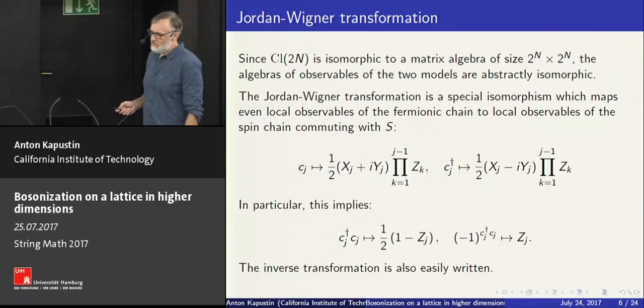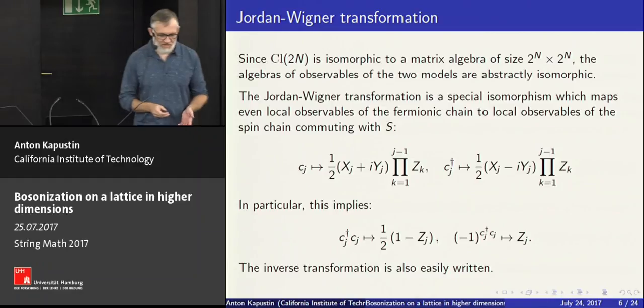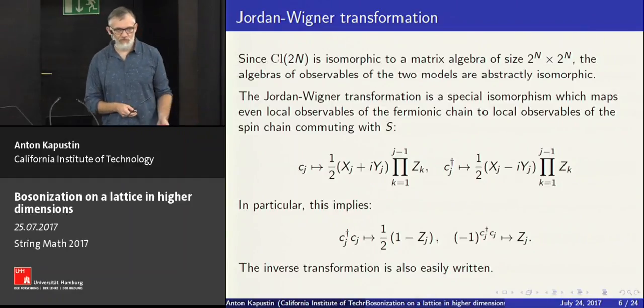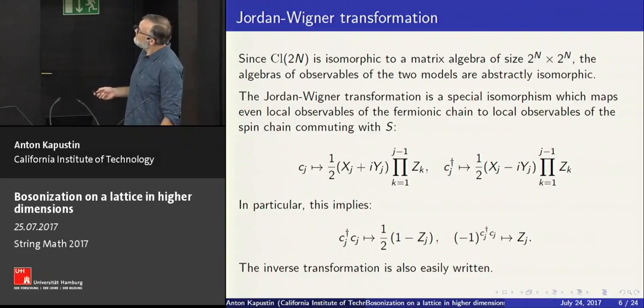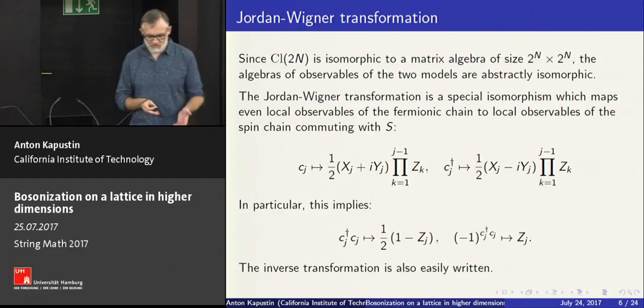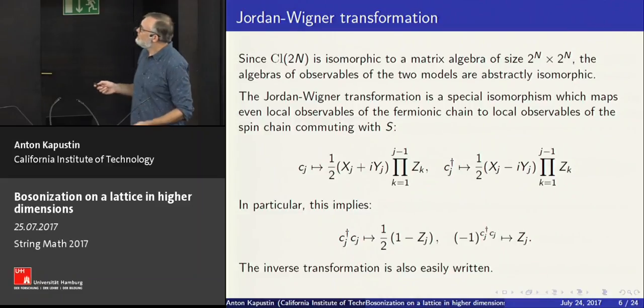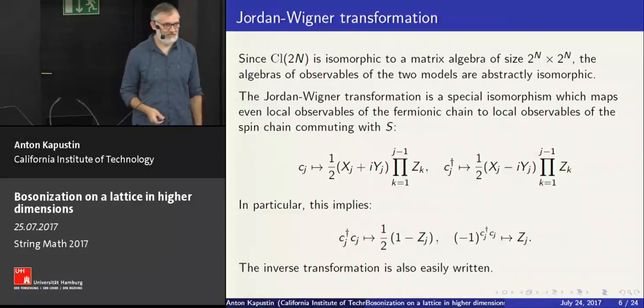Well, we're interested in some local isomorphism, in the sense that you want an isomorphism which maps local observables to local observables. More precisely, I want something which maps even observables of the fermionic chain to observables of the bosonic spin chain. On the bosonic side, I want local observables which commute with the fermion parity, that is, are even, to map them to some local observables of this spin chain commuting with this spin operator, that projection on the z-axis.